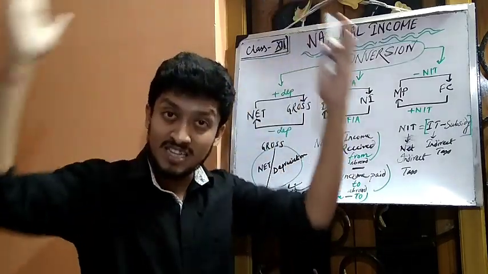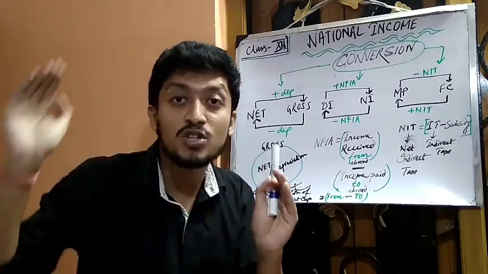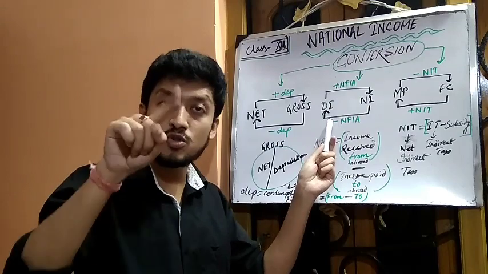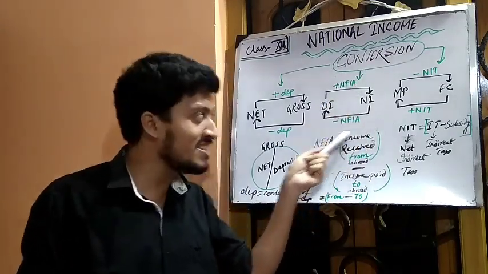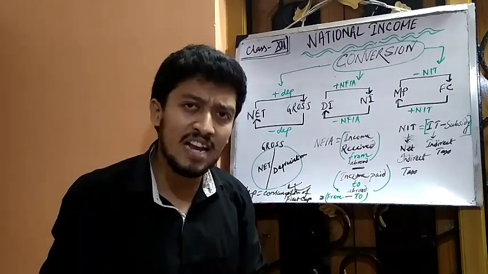And from national, that is from the bigger one, you are going to come to a small one, that is domestic. You just need to subtract NFIA. So from domestic, you need to add NFIA to get national, and from national, you just need to subtract NFIA to get domestic. Now, what is NFIA?